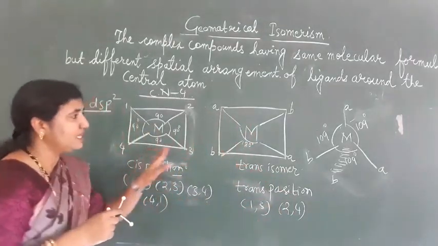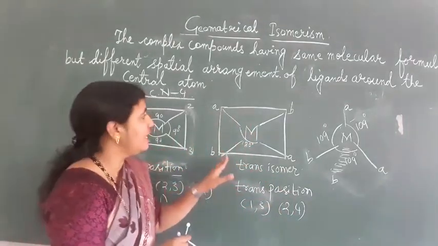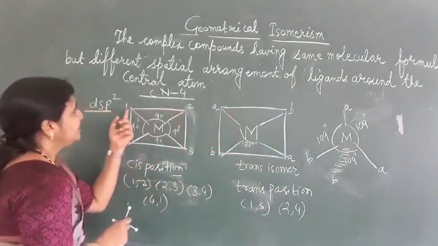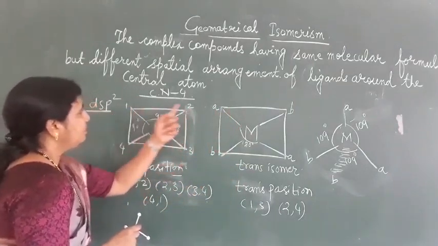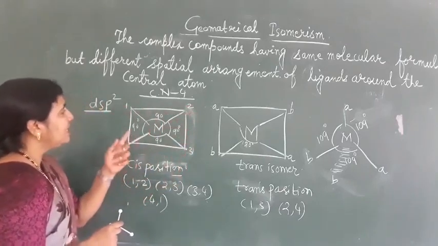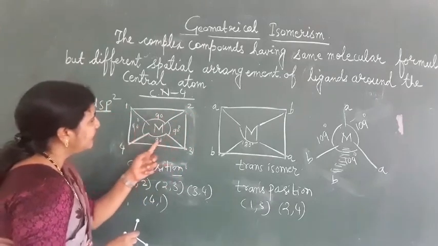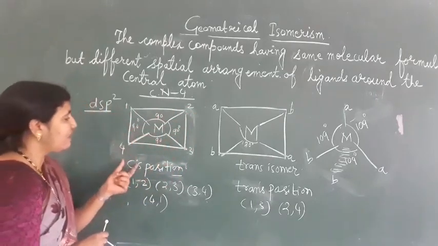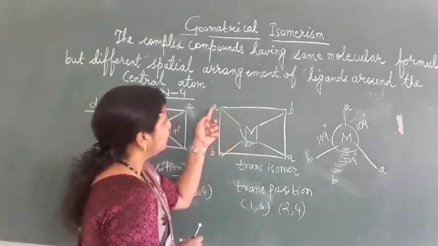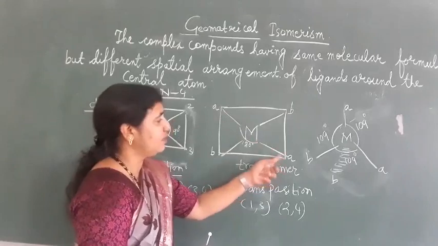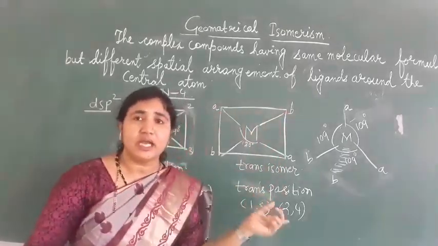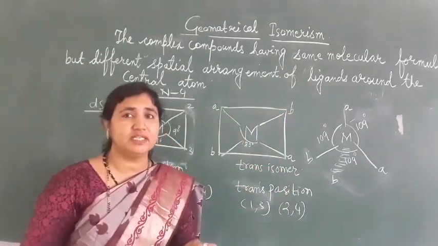In square planar, as we have seen, in the cis isomer the ligands are adjacent to each other: 1, 2, 2, 3, 3, 4, 1, 4. They are adjacent to each other because they have the same angle here, 90, 90, 90 and 90. But here two ligands are opposite to each other. They are not adjacent to each other. They are opposite to each other at 180 degrees.